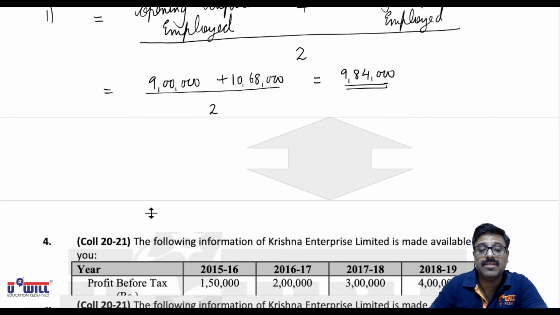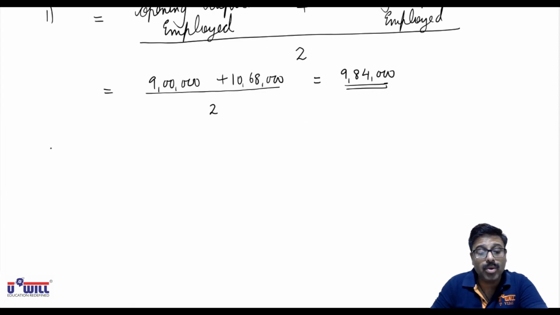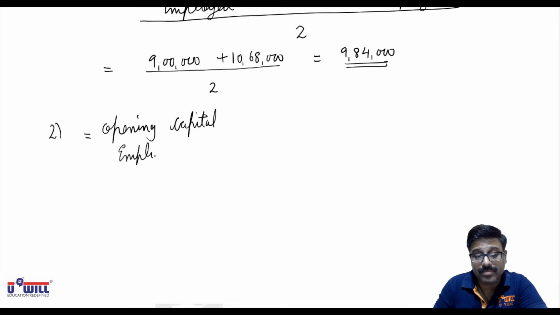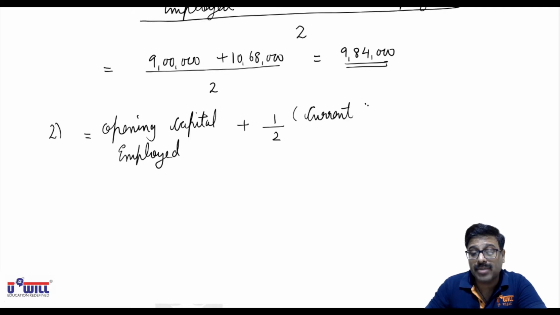Now by the second method we studied, the formula is opening capital employed plus half of current year's adjusted profit after tax. Okay, opening capital employed plus half of current year's adjusted profit after tax.